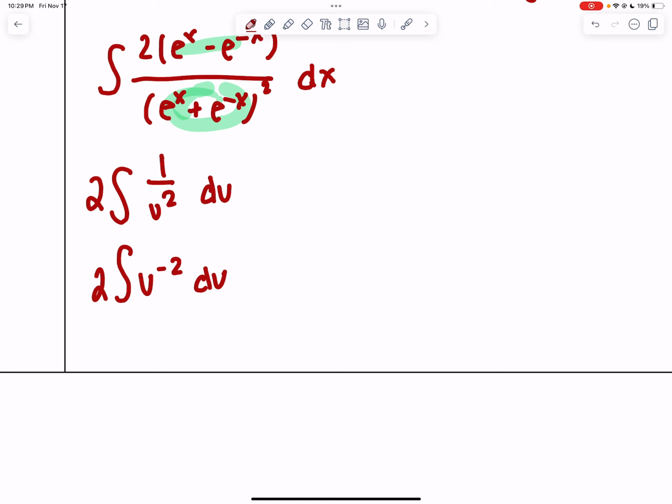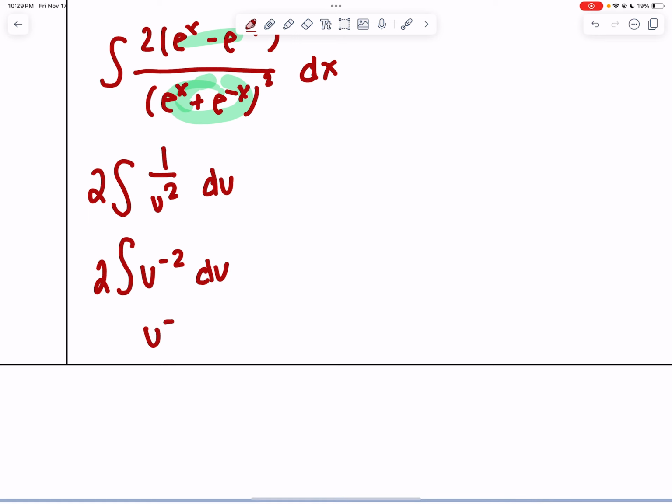You're going to up your power. So that's going to give us u to the negative 1. And then we're going to divide. Well, if we divide that by 2 here and negative 1, that's just going to give me negative 2, and then plus c.